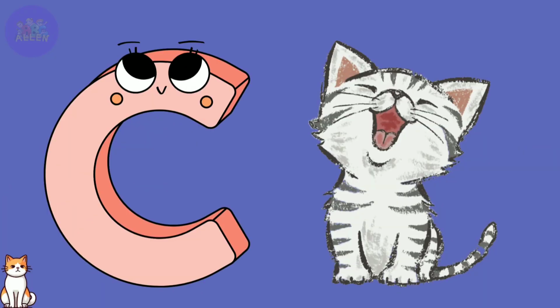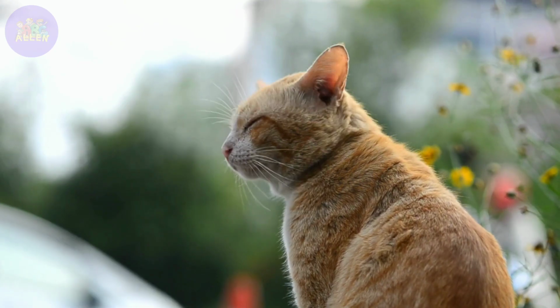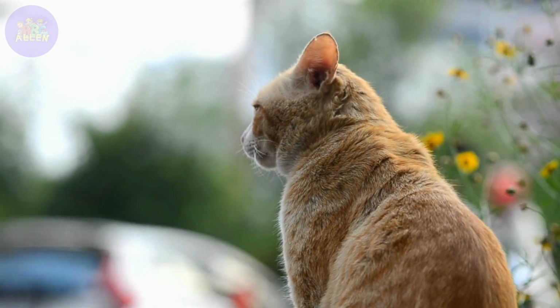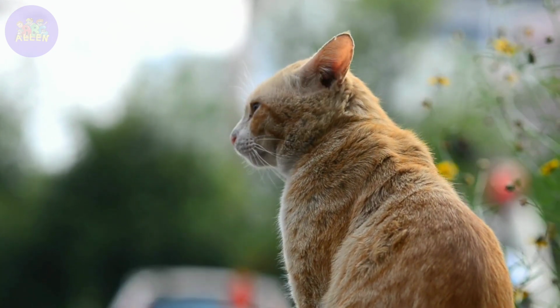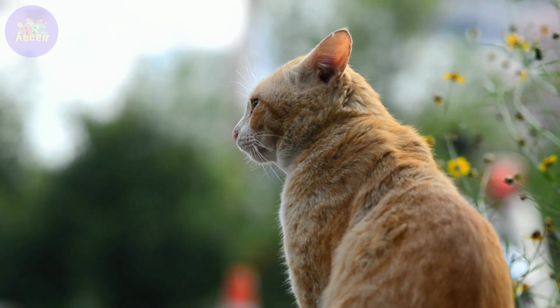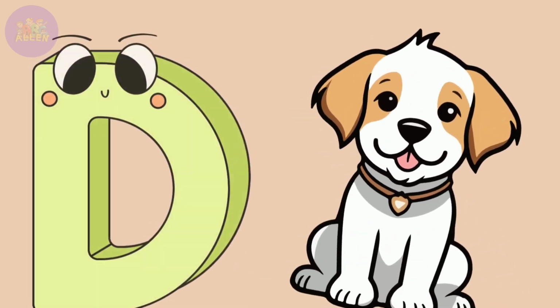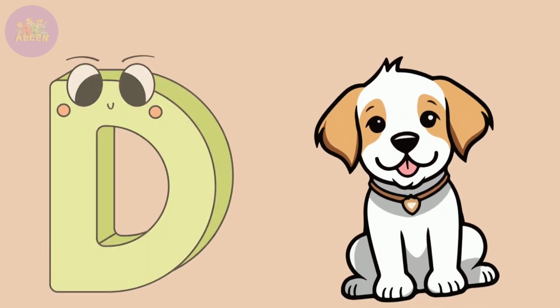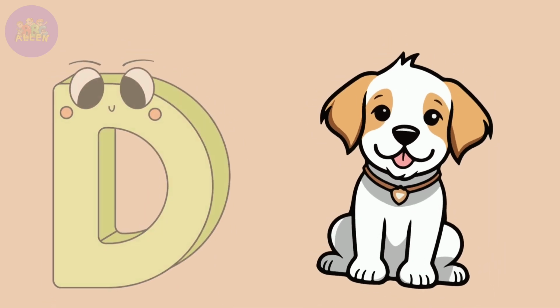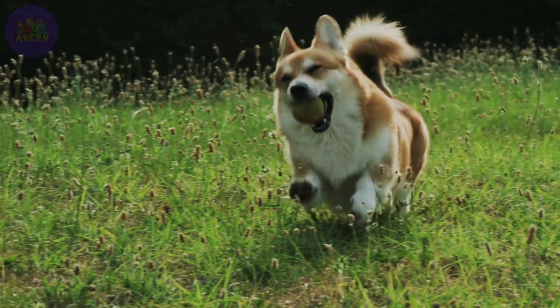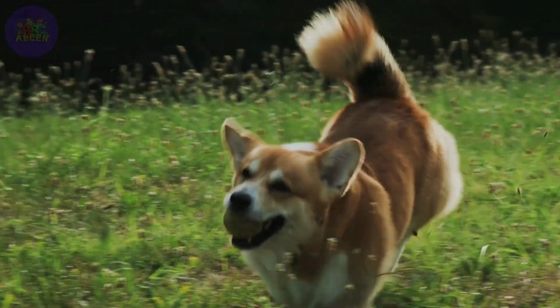C. C is cat. Say with me. C for cat. D. D is dog. D for dog. Say with me. D is dog.